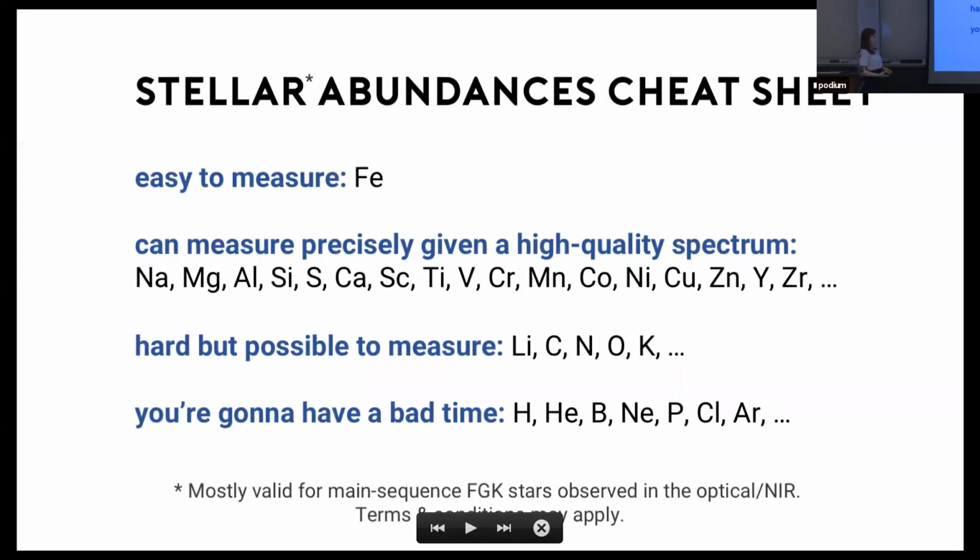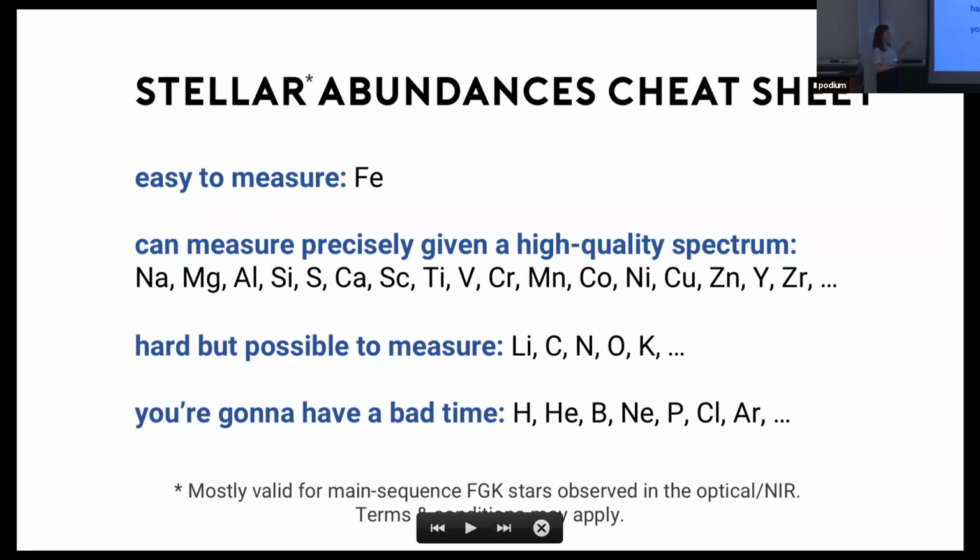And so here's my attempt to put together a sort of cheat sheet of what sorts of abundances we can hope to get for stars. For the most part here, I'm talking about visible and near-infrared surveys of FGK stars, generally main sequence, but also somewhat evolved stars. So the easiest thing to measure is iron.